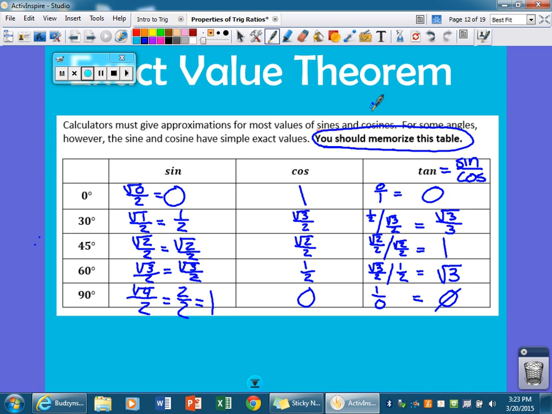So again, you will have to memorize these tables. I should be able to ask you, what's sine of 60? And you say square root of 3 over 2. That sort of thing. Okay? This table is going to be very important for you.